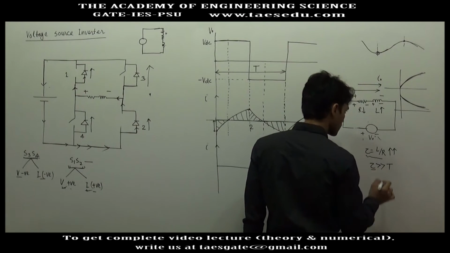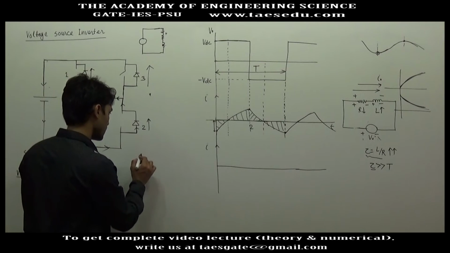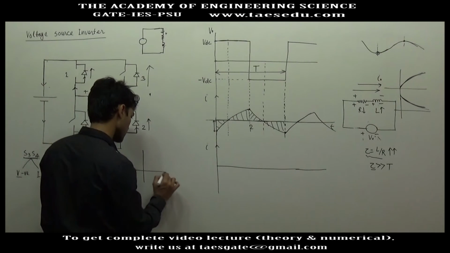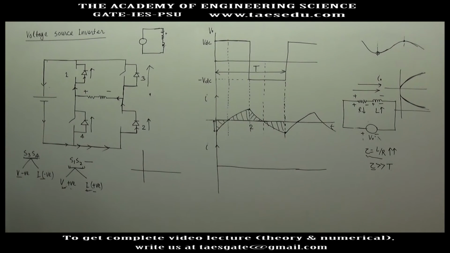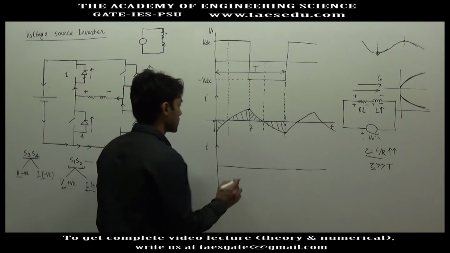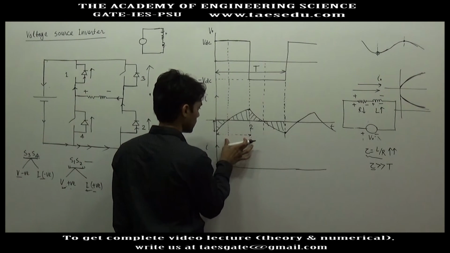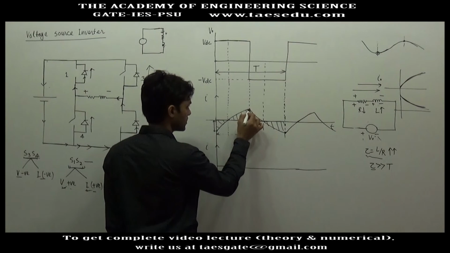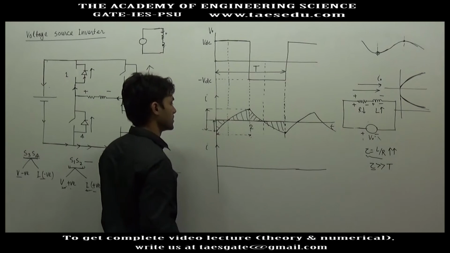So whenever the time constant is high, as we have studied in RL circuit, the transient decays very slowly, or if tau is high, the changes in the circuit will be relatively slow. For example, here what are you finding? In this interval, this is the amount by which current changes.